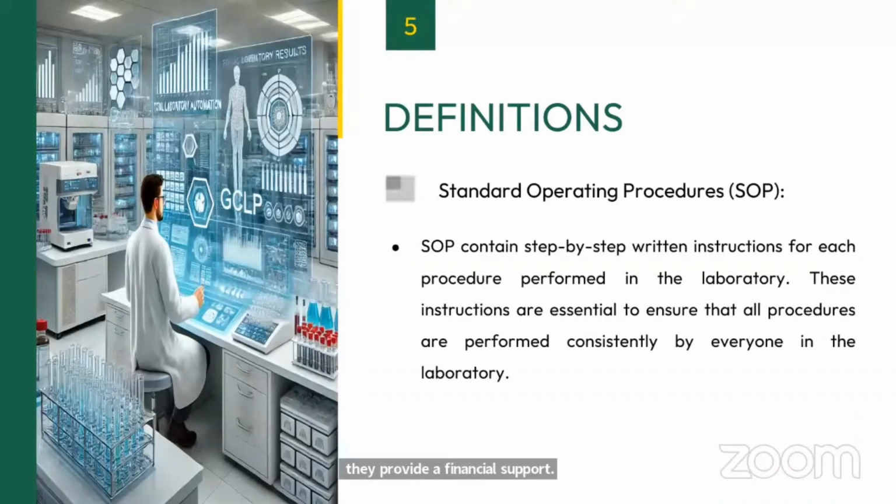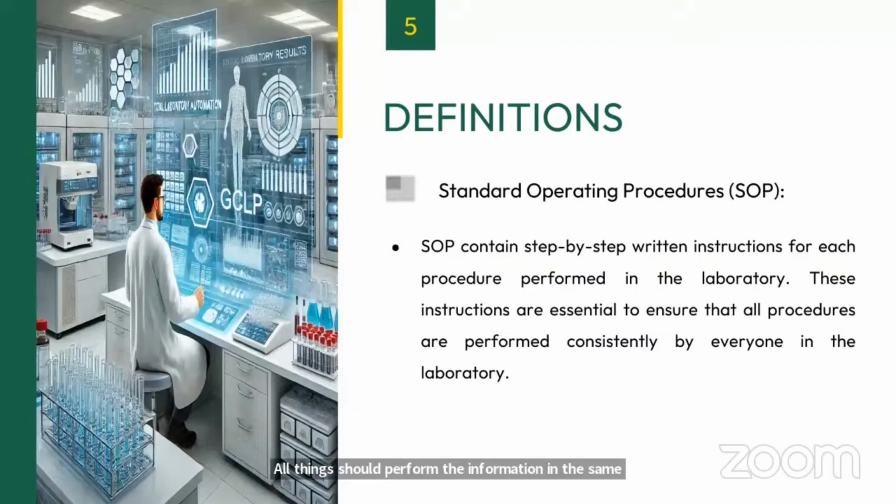Next is standard operating procedure, or SOP. SOP contains step-by-step written instructions for each procedure performed in the laboratory. These instructions are essential to ensure that all the procedures are performed consistently by everyone in the laboratory. Now, why should SOPs be available, or why do we have to prepare them? Whatever procedures you are performing should be consistently performed by everyone in the laboratory in the same manner. If there are 10 persons working in the laboratory, all 10 should perform the examination in the same pattern, in the same manner. For that purpose, there should be a proper instruction.